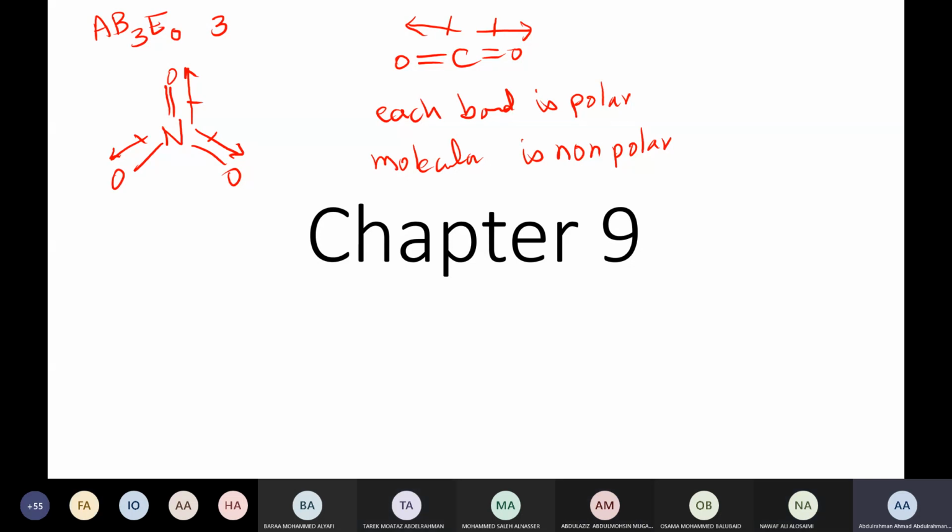In this case, each bond is what? Polar. But the molecule is non-polar. They cancel each other again. Clear? But let's look at this one.